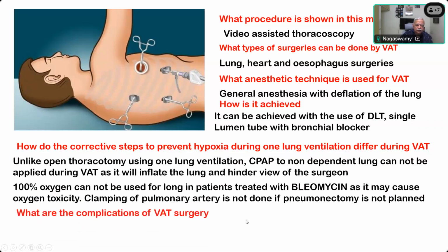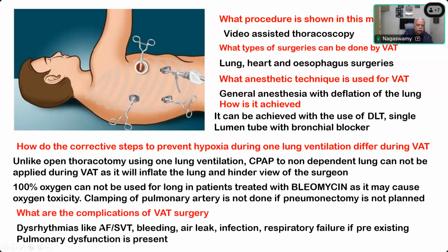What are the complications of VATS surgery? Hypoxia, atelectasis, dysrhythmias like atrial fibrillation, SVT, bleeding, air leak, infection, respiratory failure if pre-existing pulmonary dysfunction is present. So these are some of the common complications.